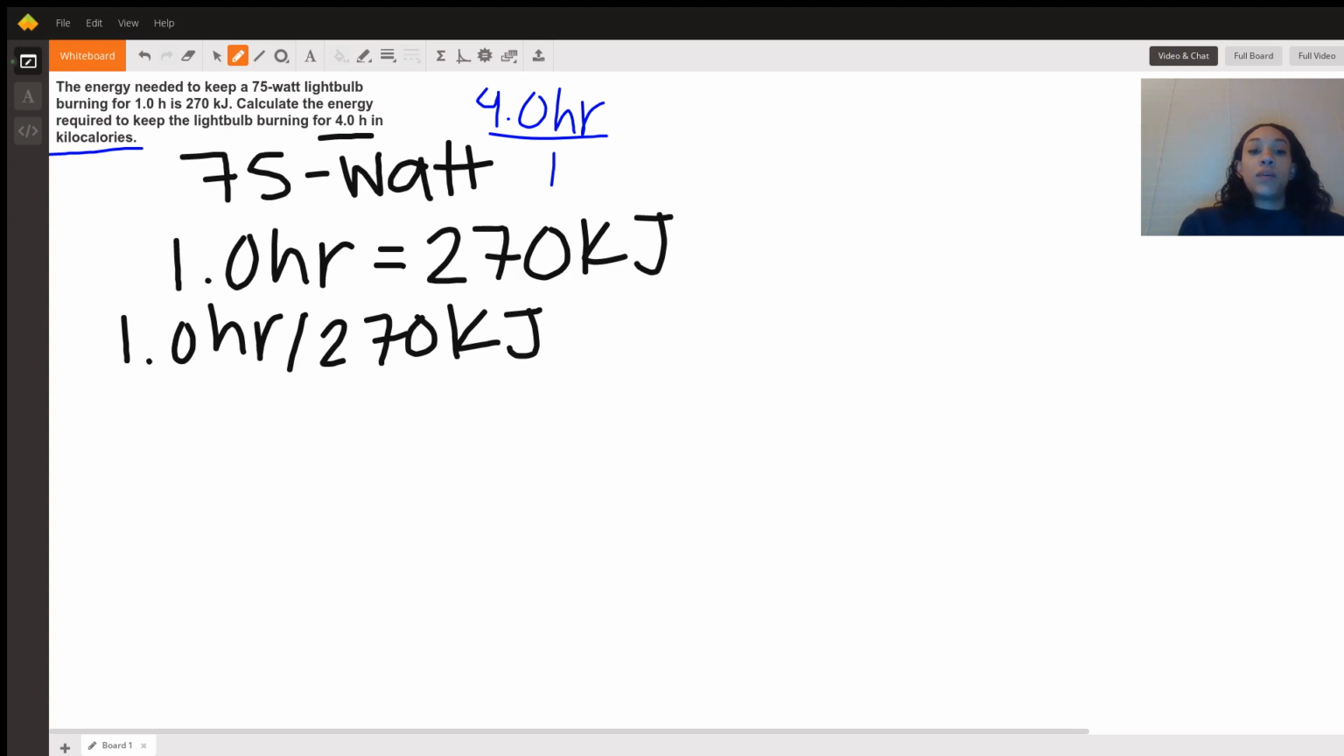So if we know that we have 1 hour over 270 kilojoules, it doesn't matter, we can put it on top or bottom, either value, but we want to cancel out hours. So we're going to put 1.0 hours on bottom, and then the attached value of 270 kilojoules on top.